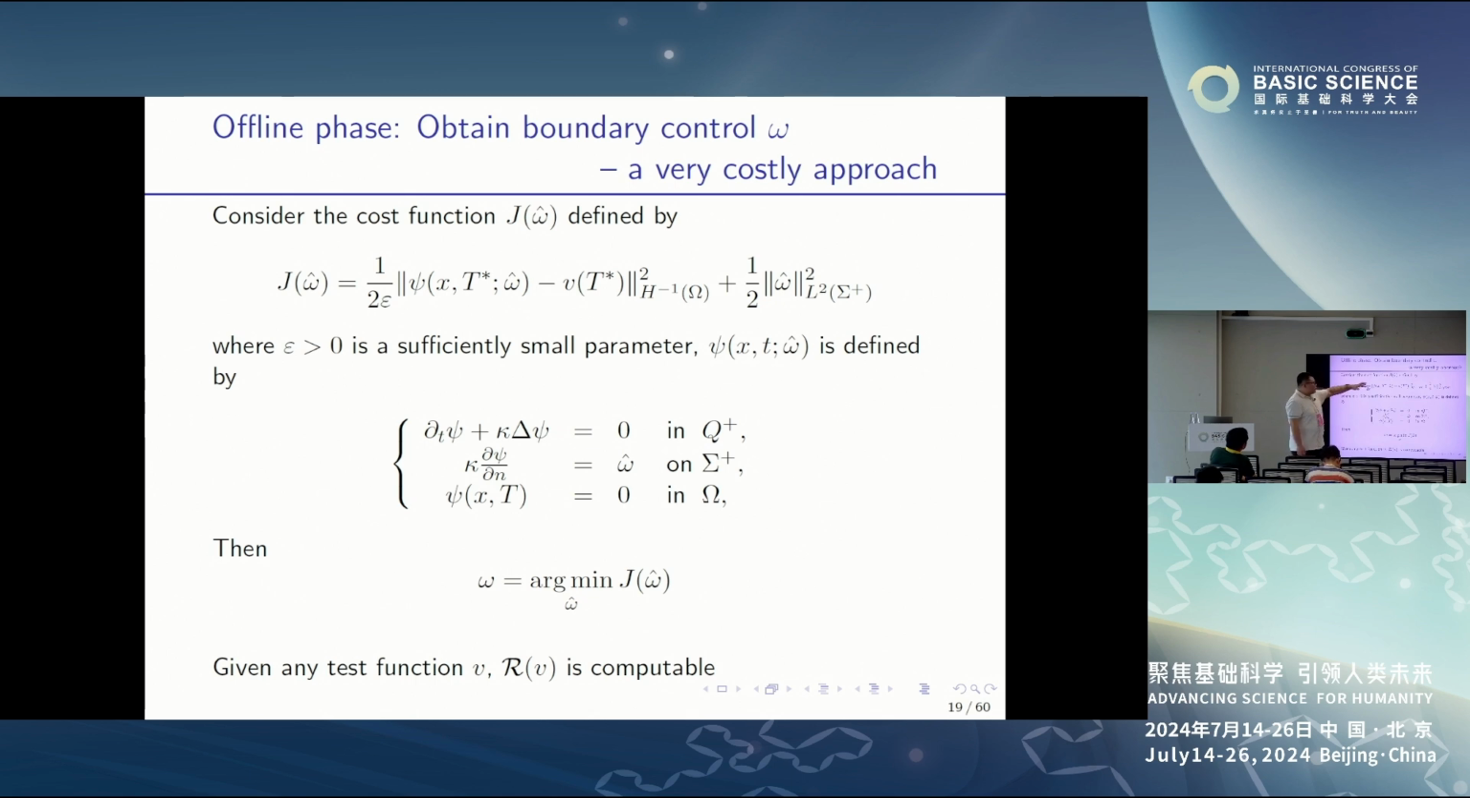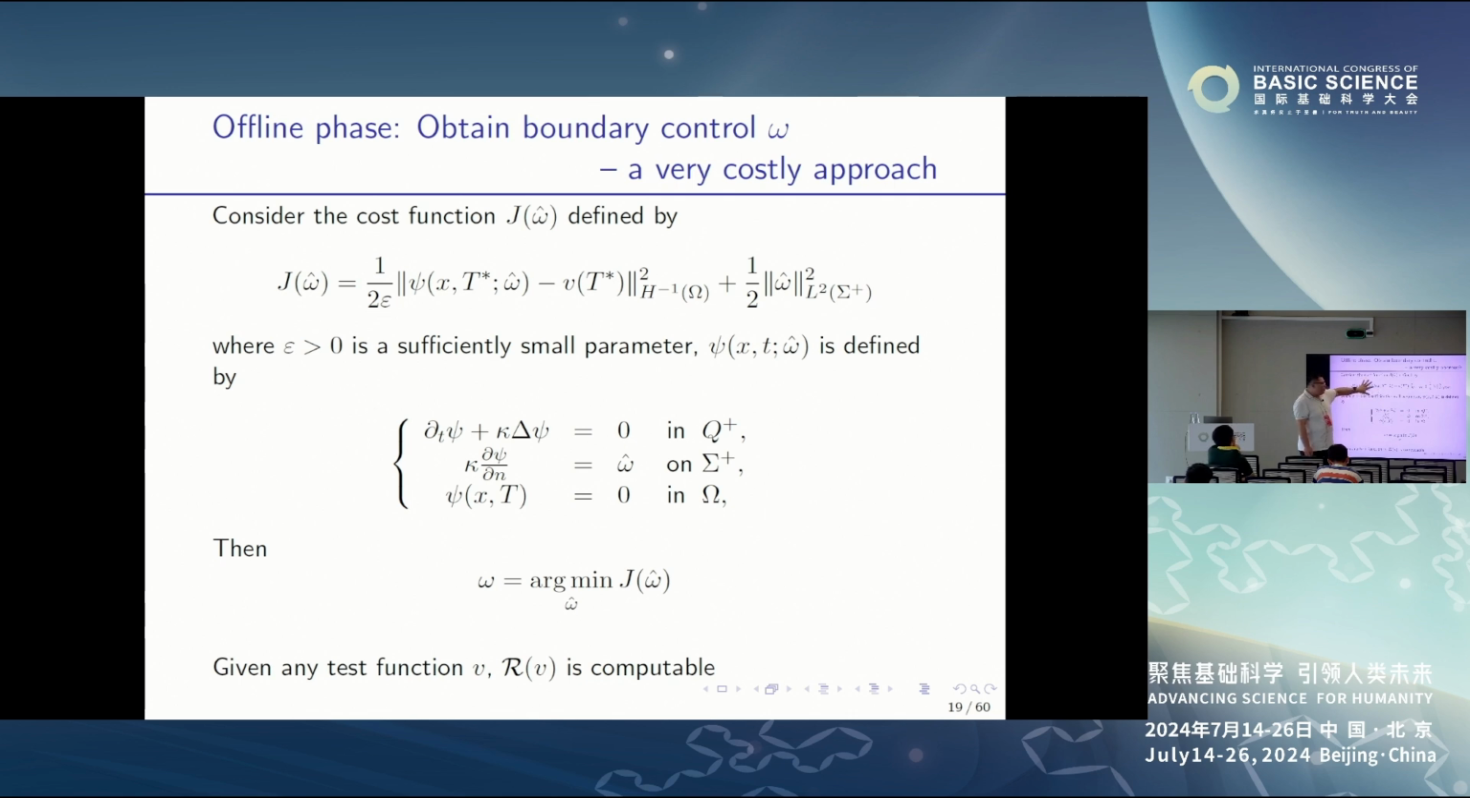Okay, so we can define this cost function like this, and we have our regularization, the L2 regularization term. We apply some minimization techniques to this cost function, and then we can solve for this omega. Omega will be the minimizer of this, and we have a uniqueness result for the regularized boundary control. But this only shows us that for any test function, RV is computable.